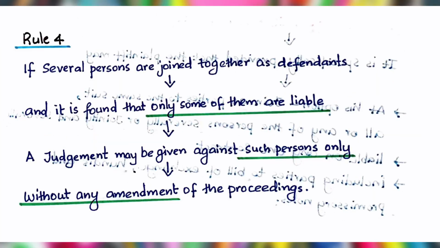Then Rule 4 says that if several persons are joined together as defendants and it is found that only some of them are liable, a judgment may be given against such persons only without any amendment of the proceedings.